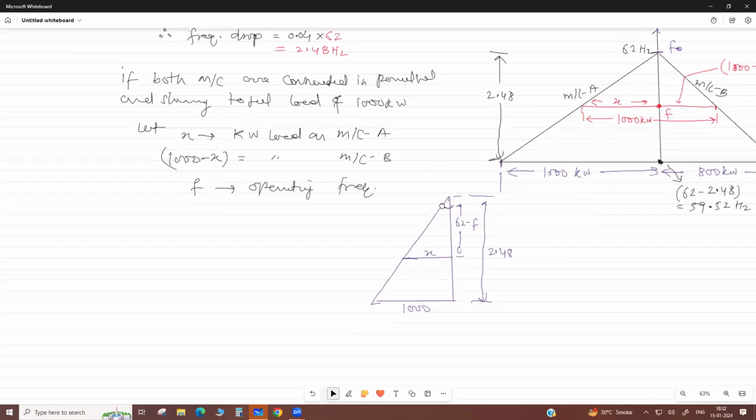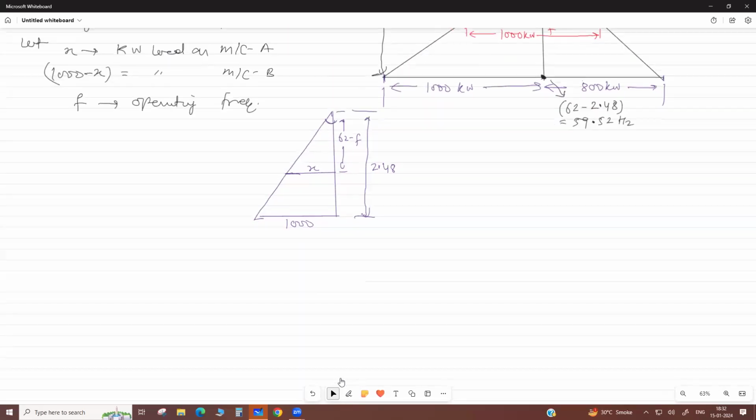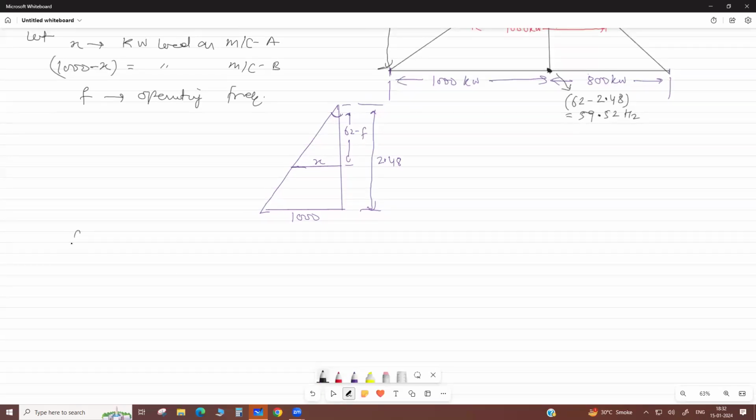So now we can write for alternator or machine A, here write for alternator B. The ratio is from the small triangle to the big triangle. So the base of A equals the base of the small triangle; their base ratio and height ratio are equal.